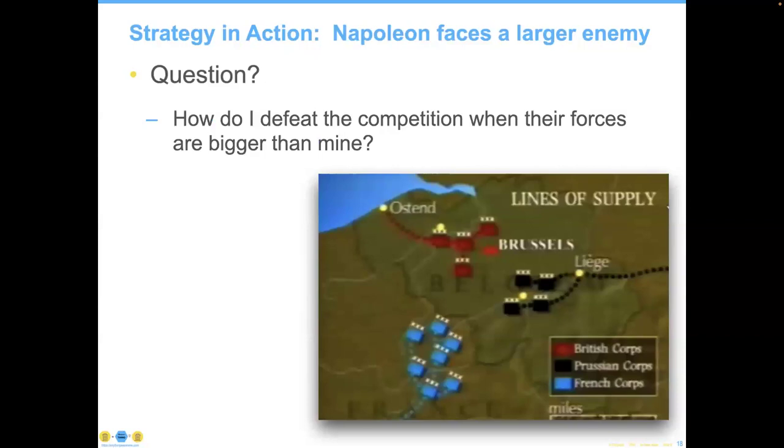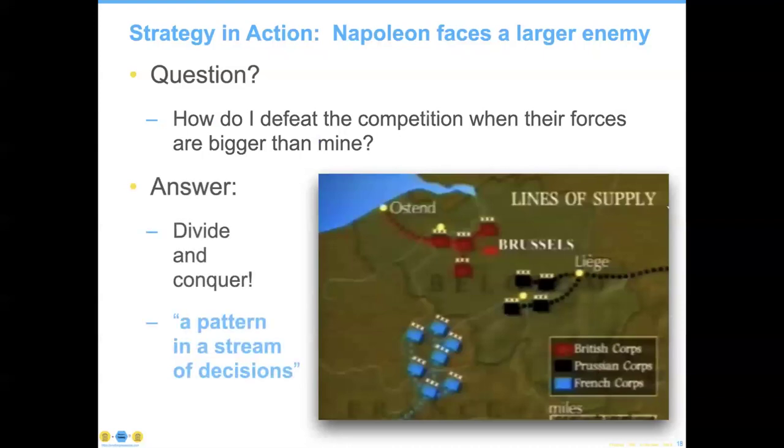If I'm Napoleon in blue on this little picture here, and I'm fighting against a larger combined army that is red, the British, and black, the Prussians here, the question is, how do I defeat the competition when their forces are bigger than mine? And the answer, of course, is divide and conquer. And this strategy is still taught in our war colleges and things like that in today's environment.